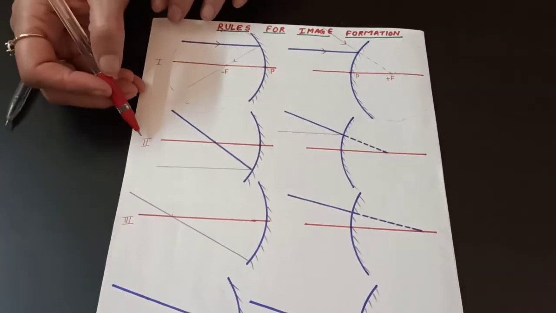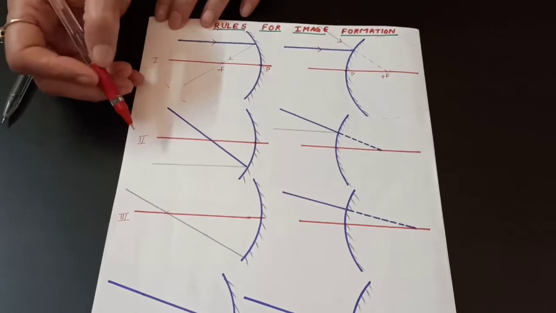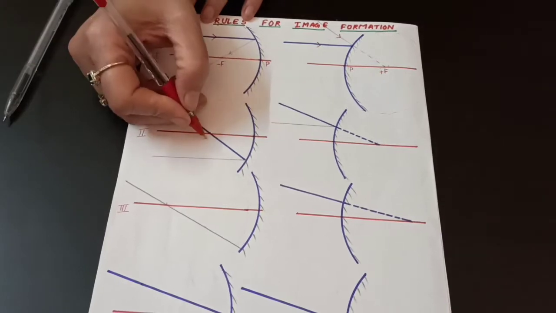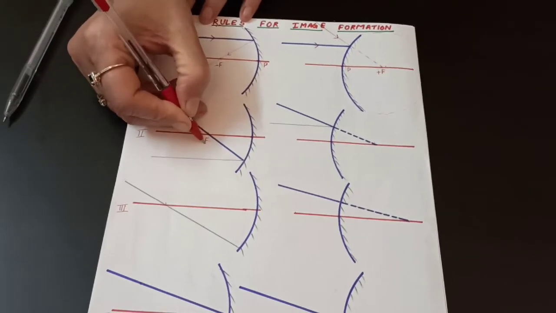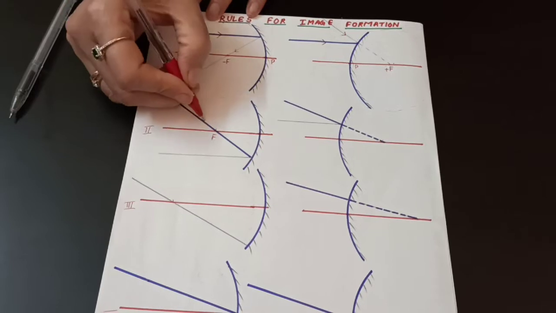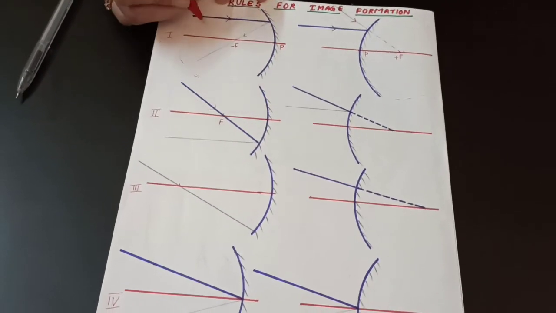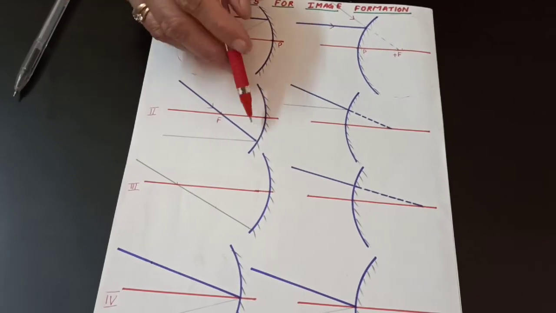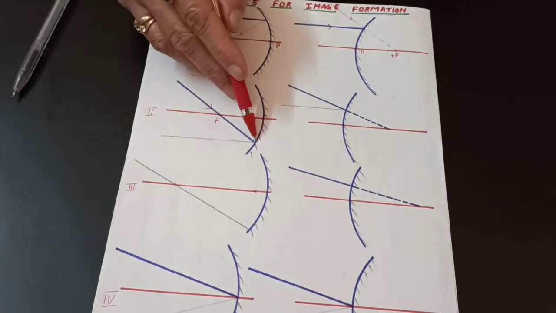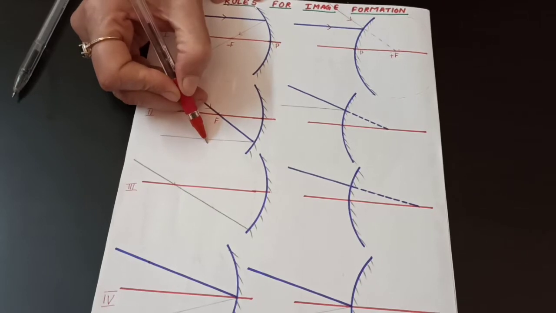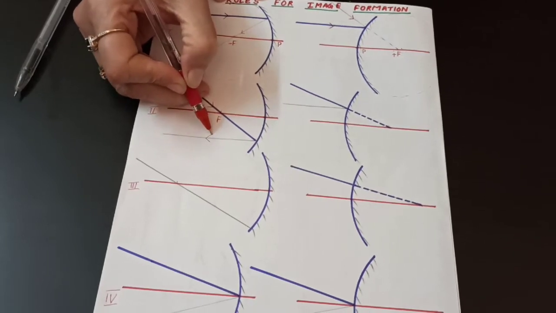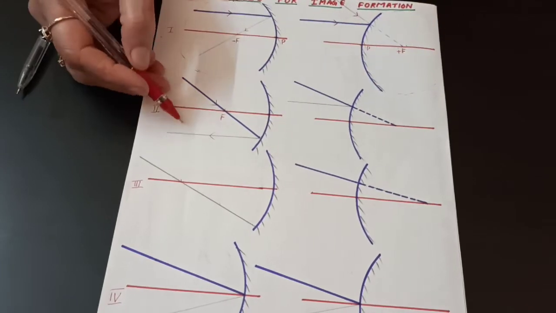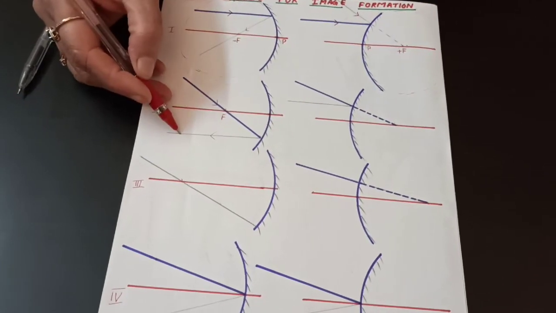Now we see the second case. We consider a ray of light that is passing through the focus. This is the incident ray. It is coming in the direction of the focus. After reflecting from the concave mirror, it will reflect and become parallel to the principal axis.